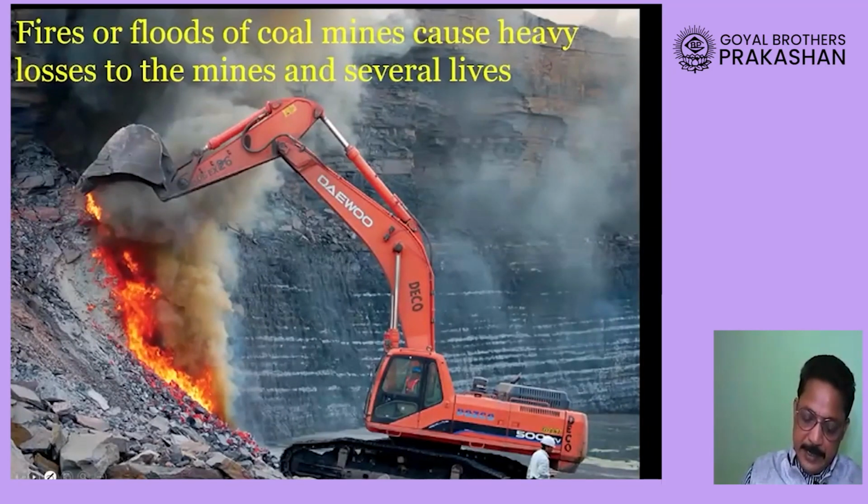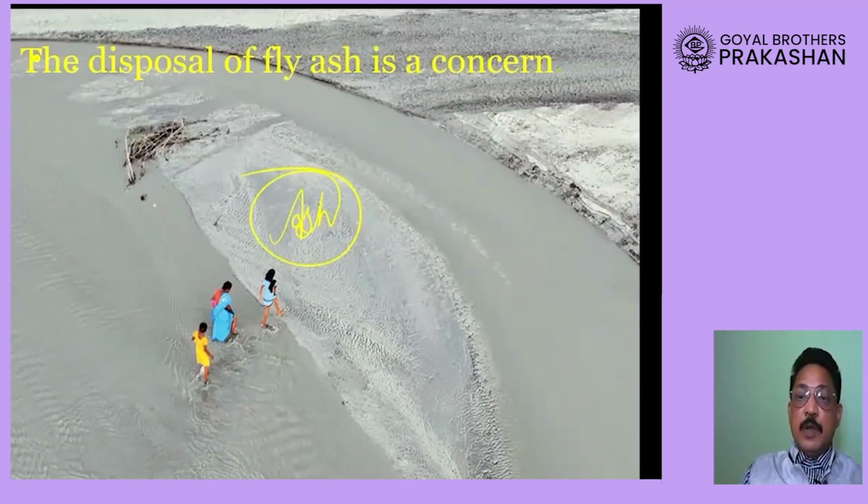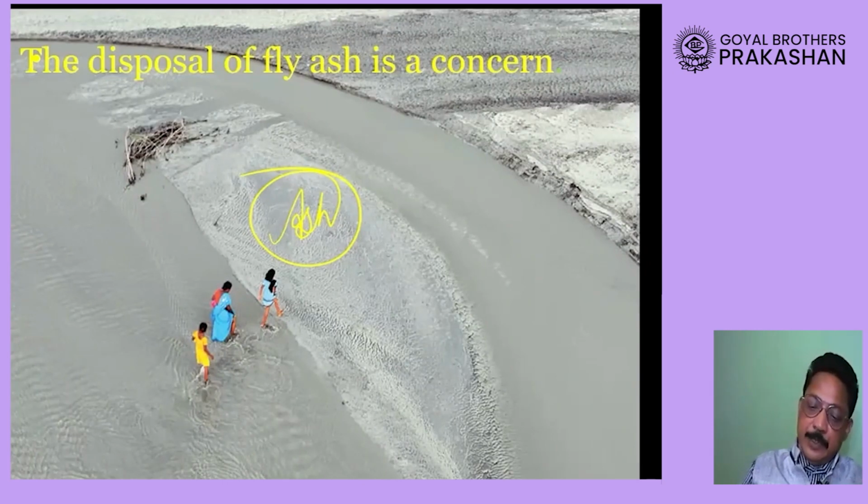Then let us look at the next one. It's easy to identify, but believe me, this is the ash which has collected in a water body present near the area where coal is burnt. In this way, this ash is causing a lot of pollution, very, very dangerous. This ash which is produced when coal is burned is called fly ash.